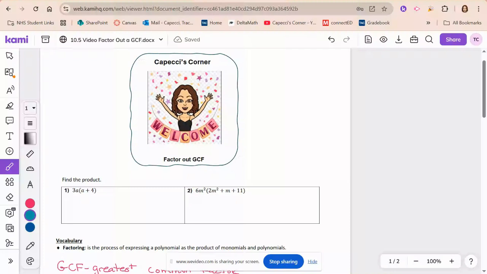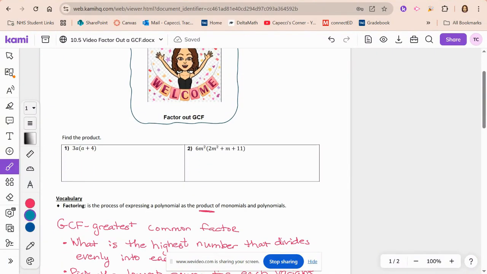To start factoring, the first thing we're going to look at is factoring out a GCF, which is a greatest common factor. Before we start with that, let's go back and find the product first. So we're going to distribute through. We have 3a squared, and 3a times 4 gives us 12a. So we have a monomial times a binomial.